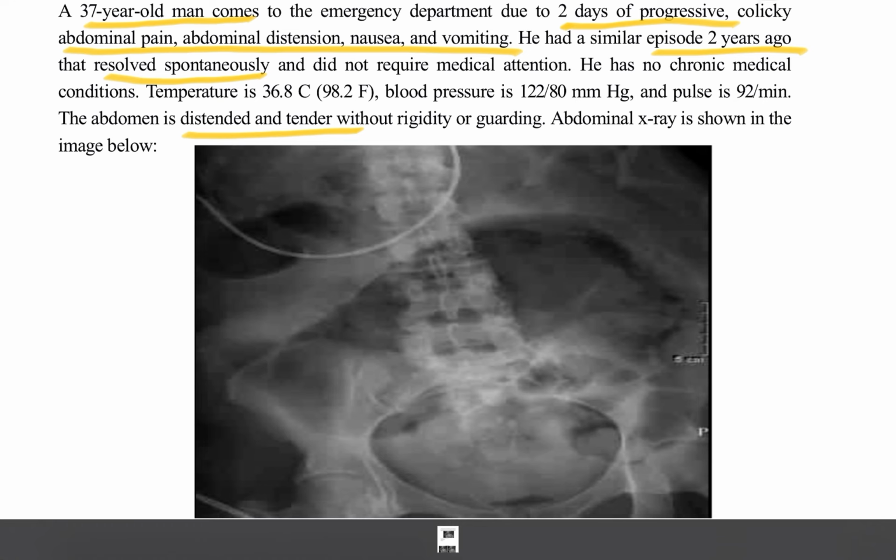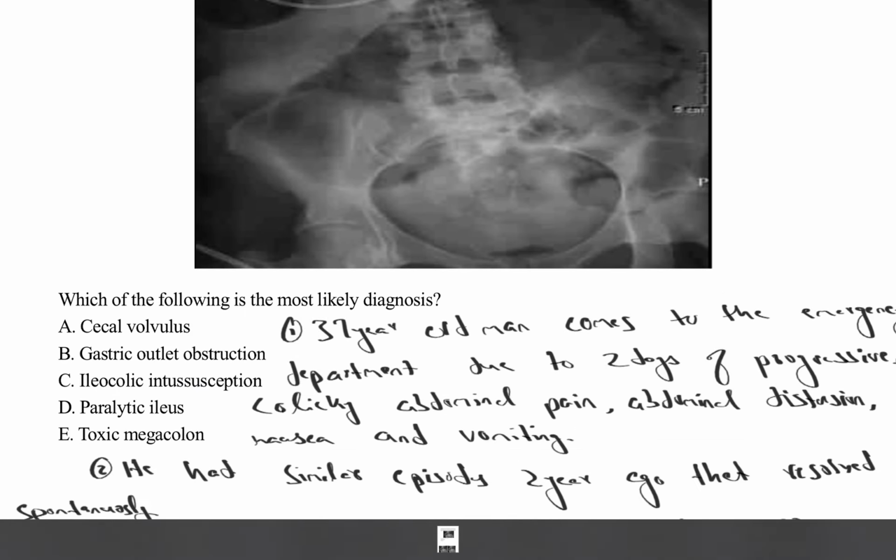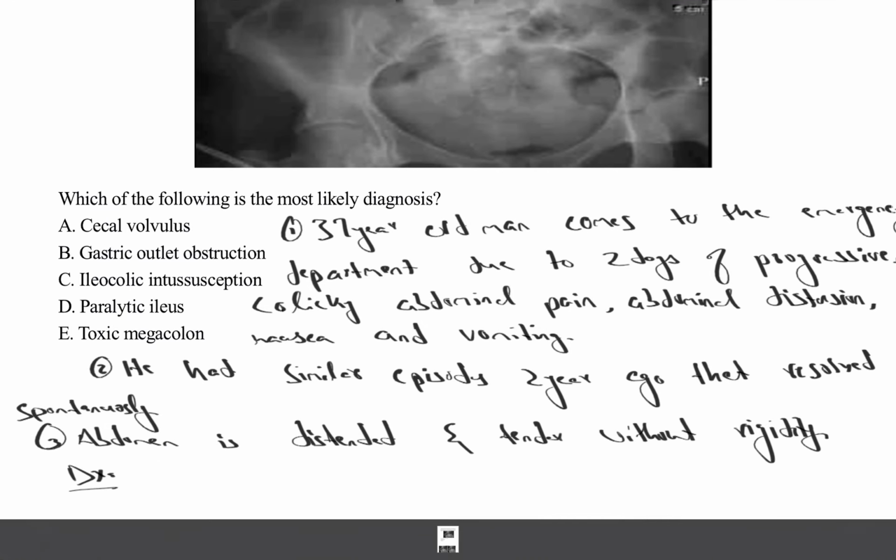Temperature is 36, blood pressure is 122 by 80, and pulse is 92 per minute. The abdomen is distended and tender without rigidity or guarding. Abdominal X-ray is shown in the image below. Which of the following is the most likely diagnosis in this patient?